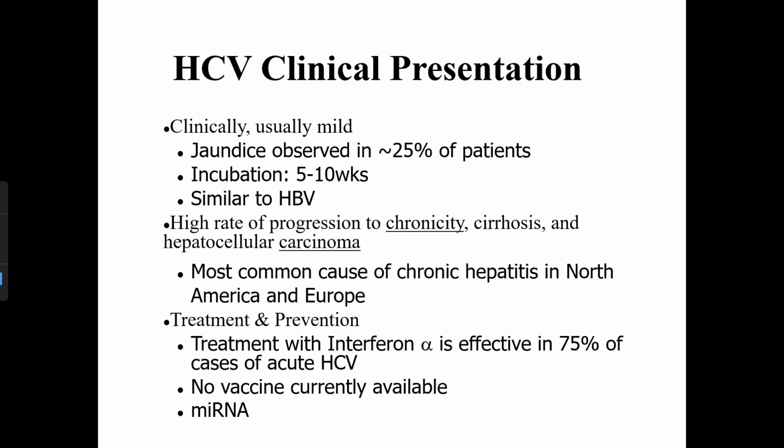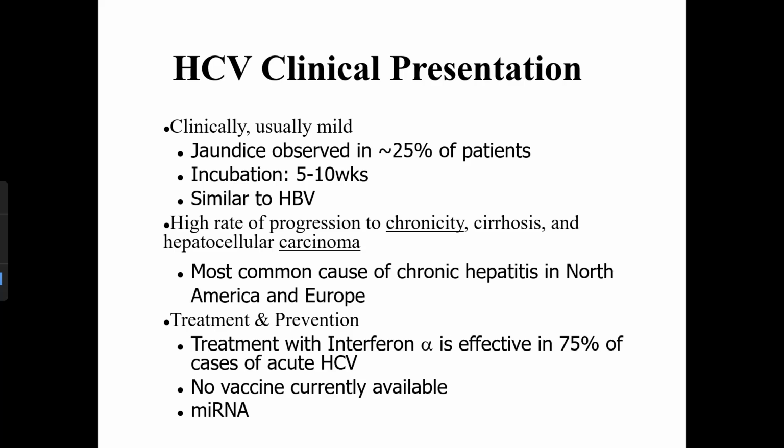Clinical presentation: usually mild symptoms at first. Jaundice is observed in 25% of patients, incubation of 5 to 10 weeks, and it's similar to HBV. There's a high rate of progression to chronicity, cirrhosis, and hepatocellular carcinoma. So that's what I talked about. It's one of the most common causes of liver cancer. Most common cause of chronic hepatitis in North America and Europe.